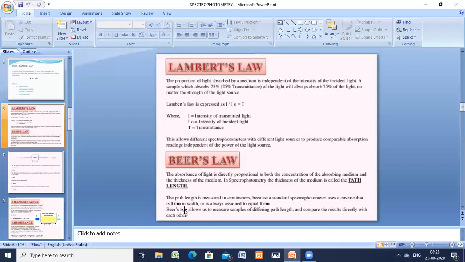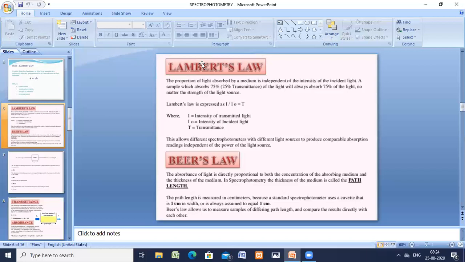So thickness of the medium, Lambert's law. Simple way, just remember Lambert's law: when monochromatic light passes through a transparent medium, the decrease in intensity with the thickness of the medium is proportional to the intensity of light. The decrease in intensity of light is due to the thickness of the medium. That's it. What is monochromatic light?